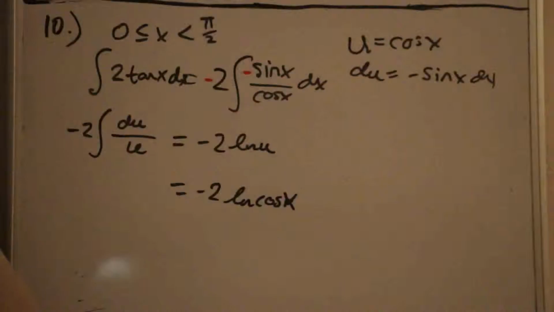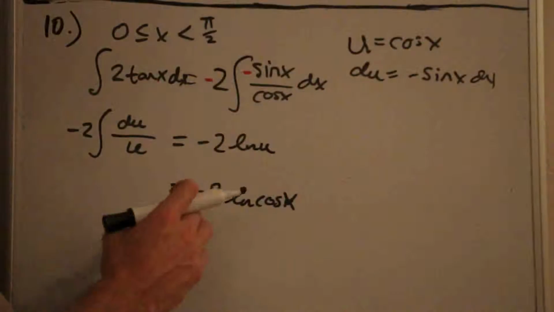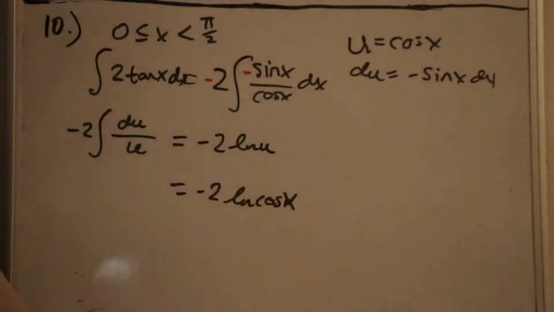Sorry, this is negative 2 ln of cosine x. Now, I just had a moment there, right? I don't have that answer, right? I have negative 2 ln cosine x.